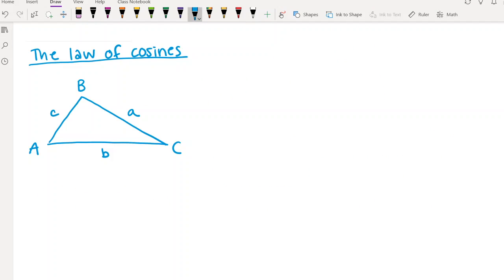So the law of cosines is, again, a relationship between the angles and sides of a triangle, but it's a little bit different than the law of sines, which is the same for every side and angle. The law of cosines isn't really set up like that. So I'm going to write it down. The law of cosines says that C squared, referring to the side length C, is equal to A squared plus B squared minus 2 times A times B times cosine of angle C.